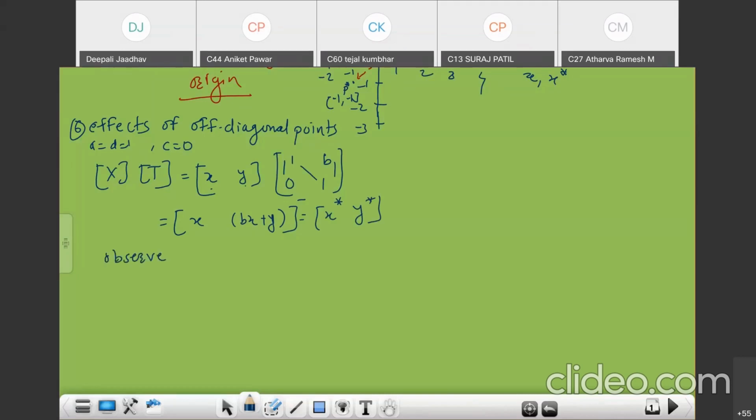X star is equal to X. It remains as it is. X star is equal to X means the X coordinate of the point P is unchanged.